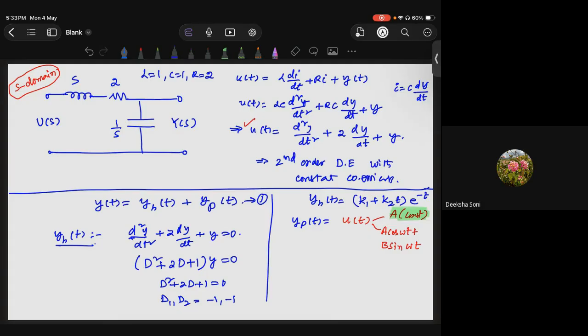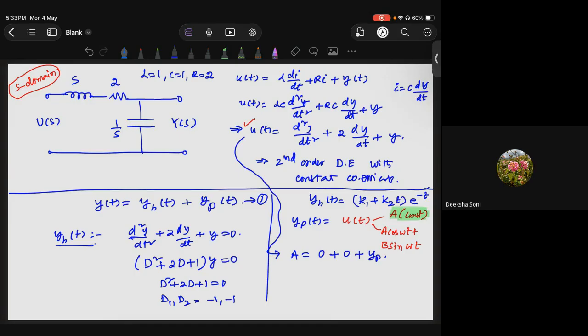If it is constant, now consider this equation. What do you get? a is equal to... what is the derivative? We will get 0, plus 2 times the derivative, which is 0, plus yp, correct?